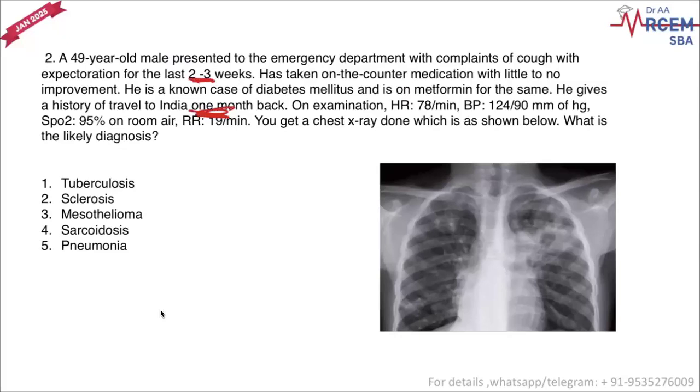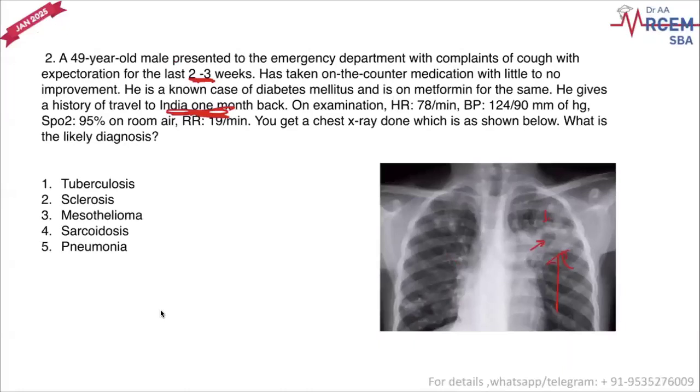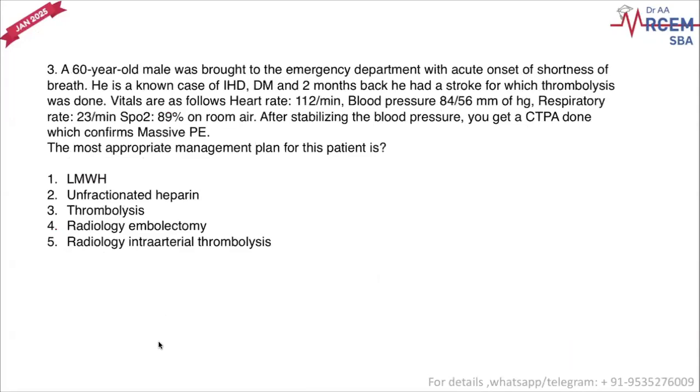2 to 3 weeks of cough. Travel to India is present. On the X-ray, you see a cavity lesion. Why do I call it a cavity lesion? You can see whitish areas, and in between there is black. That's why we call it a cavity. Keeping all this in mind, it is a classical history of tuberculosis, so you shouldn't be missing this diagnosis.